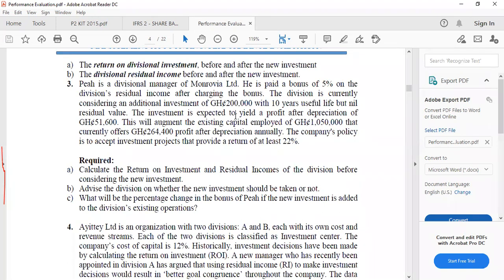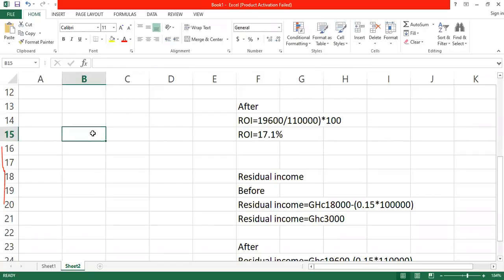Therefore, if they say someone is paid a bonus of 5% on the division residual income after charging the bonus, it means that the income they are talking about has already been charged the bonus. Sometimes they can say before charging bonus, or after charging bonus. It means that if you're having 5%, and the profit that you're going to charge the bonus on is 2,000, it means that you have already charged the bonus before getting 5,000. So if you want to use the rate, you now increase the base.